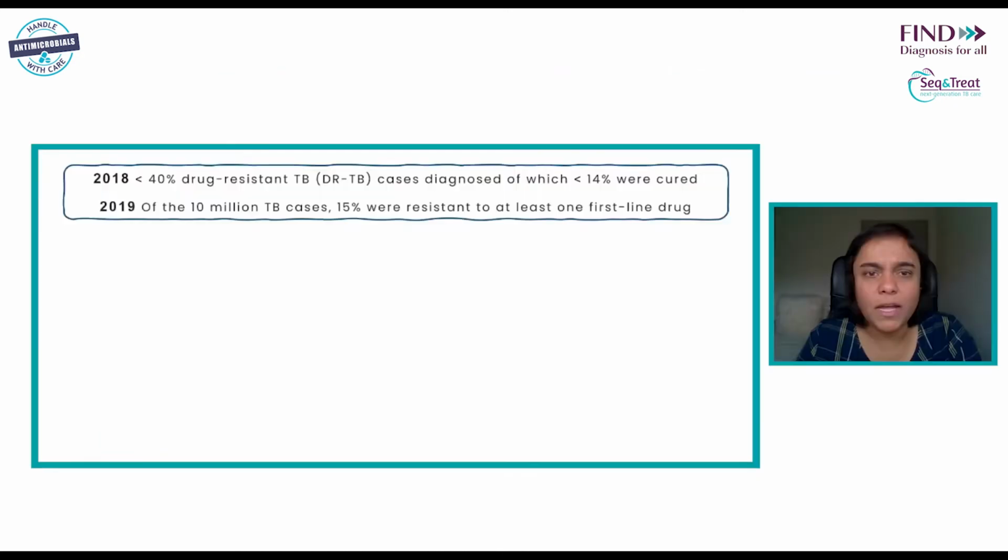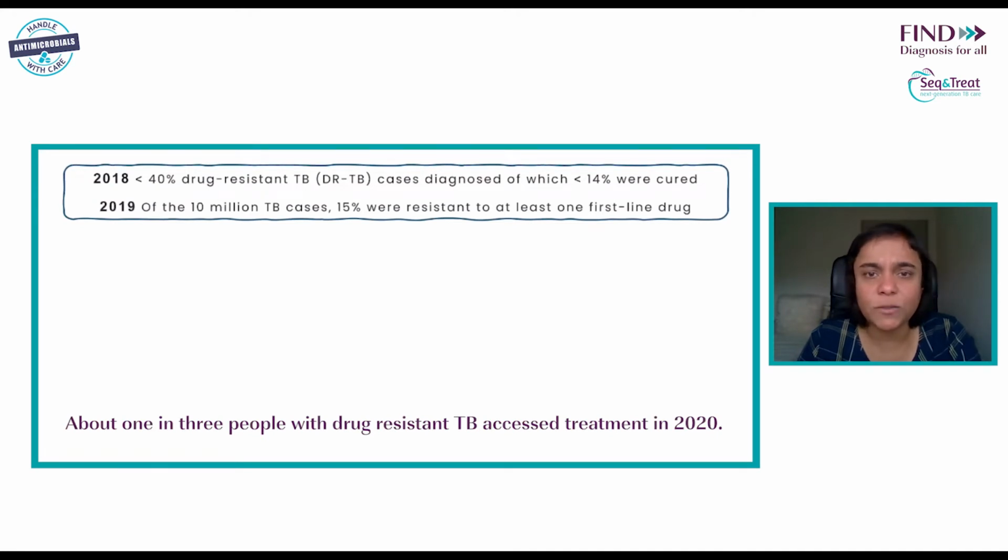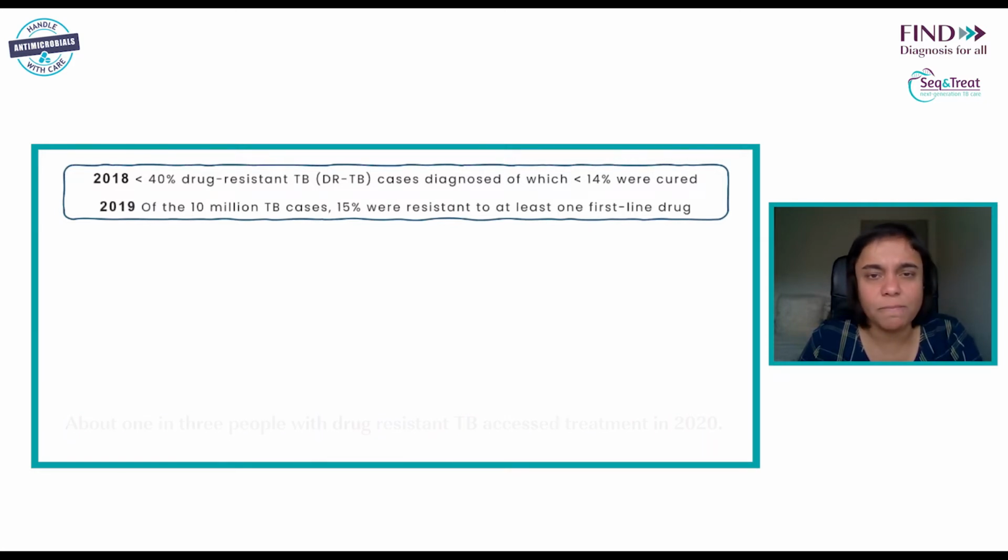Delays in the diagnosis and treatment of drug-resistant tuberculosis are among the biggest challenges to TB control and elimination worldwide. In 2018, less than 40% of drug-resistant TB cases were diagnosed, of which under 14% were cured. In 2019, there were over 10 million TB cases, of which 15% were resistant to at least one first-line drug.